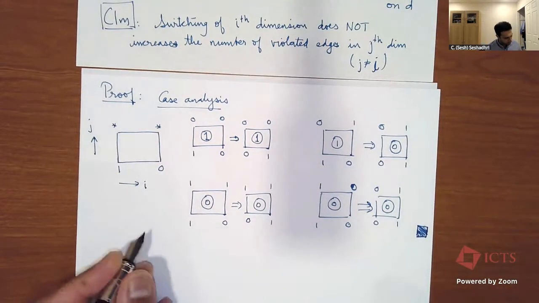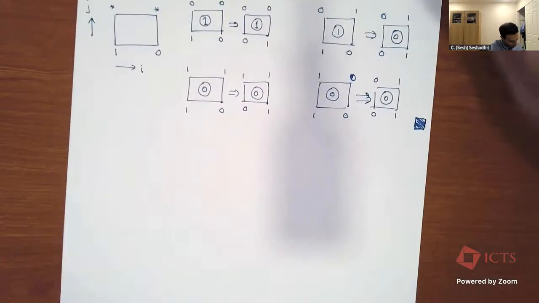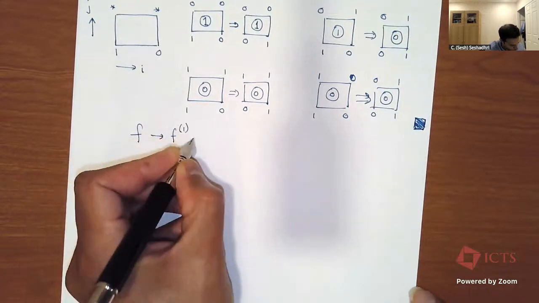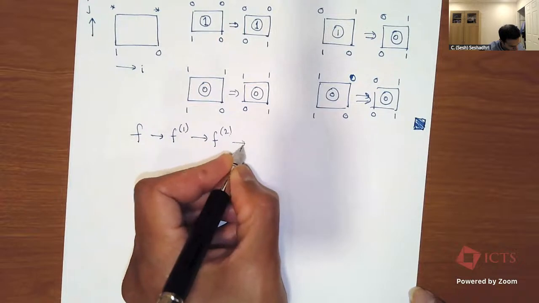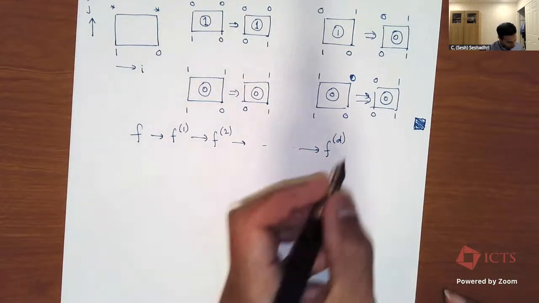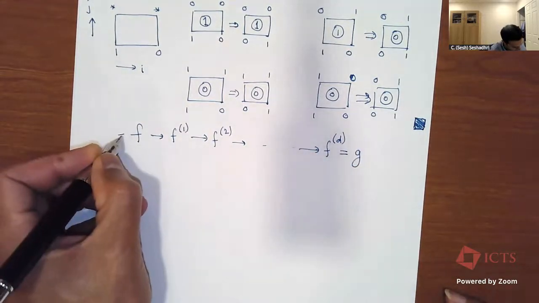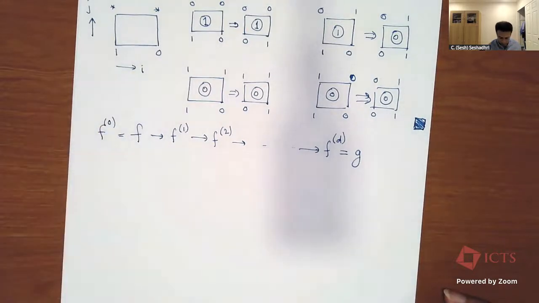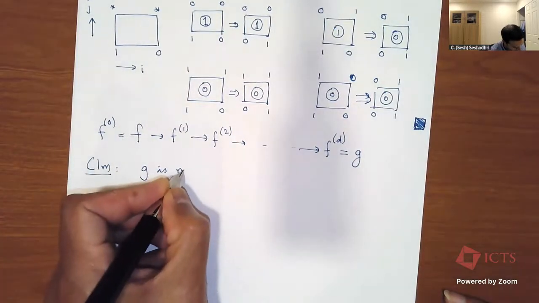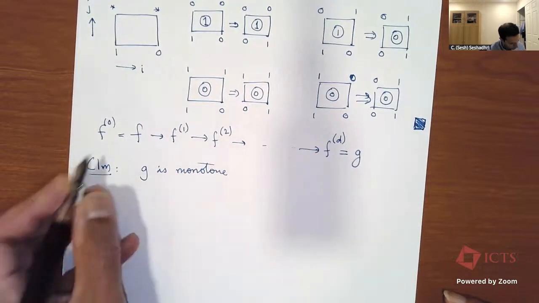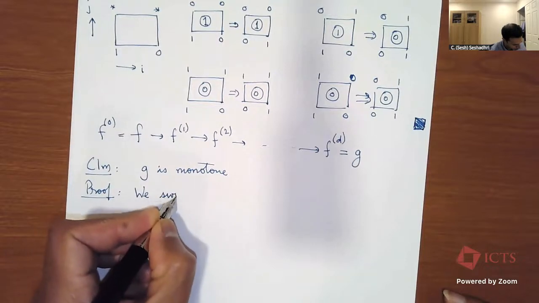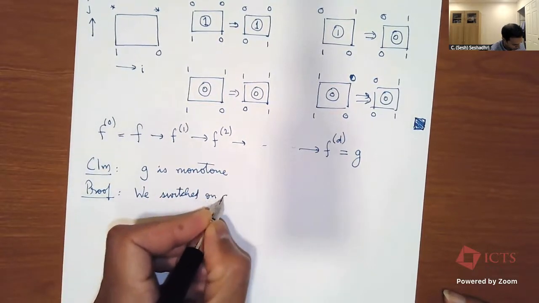So what this means, going back to our picture over here, remember we went from F to F1 to F2 to FD. This is equal to G, and this I'm just going to call F0 for convenience. So the first claim is that G is monotone, and the proof is quite easy here. We switched on all dimensions.